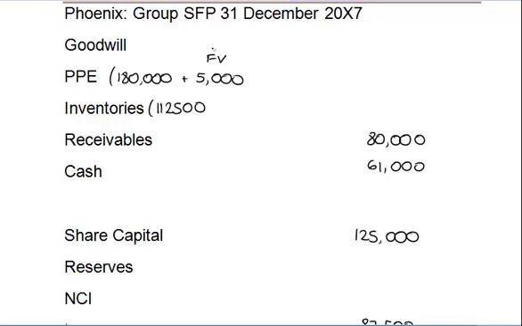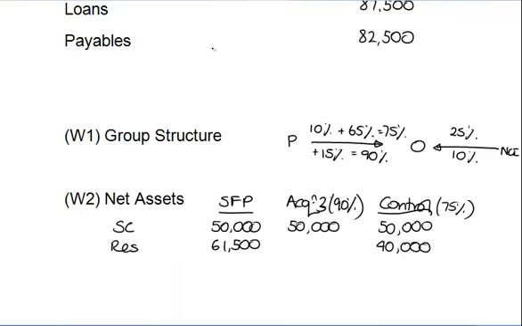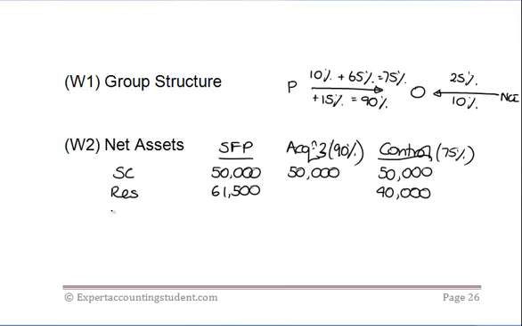So the way to think about it is always, every time you put through an adjustment, think debits and credits. I'm debiting PPE, I'm increasing the value of PPE, but at the same time, what would we normally credit when you revalue? You normally credit reserves, don't you? We normally credit a revaluation surplus. So I'm now going to go down to my net assets working, and here I'm going to say fair value adjustment.